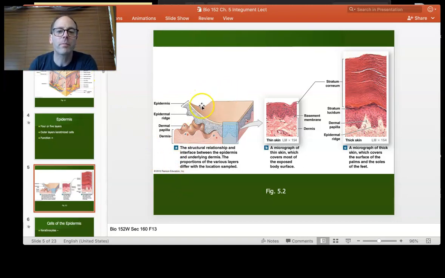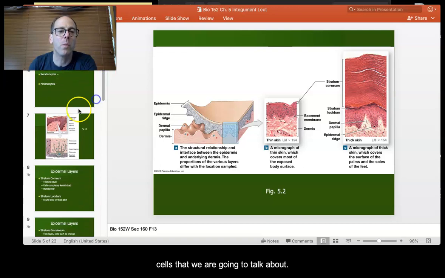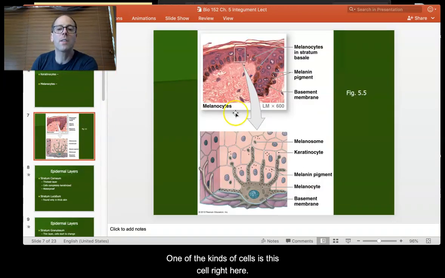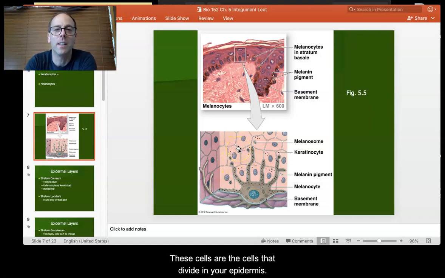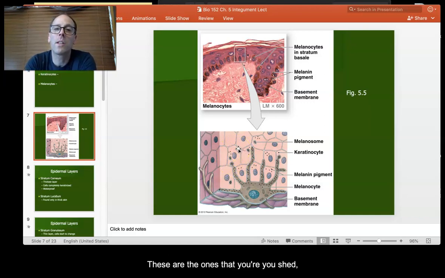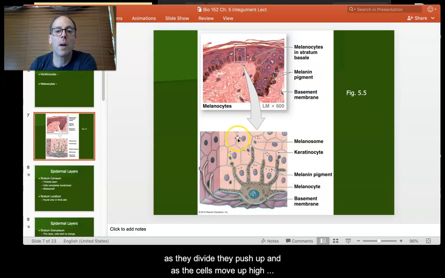Now, I want to talk specifically about the cells in the epidermis. There's actually two main cells that we're going to talk about. One of the kinds of cells is this cell right here. So this is showing you a close-up of the layers of the epidermis. This is a keratinocyte. Now, a keratinocyte, these cells are the cells that divide in your epidermis. So these are the ones that you shed. You're constantly losing these cells. As they divide, they push up, and as the cells move up high enough, they die off, they become packed with proteins, and they're there to help protect and waterproof your skin.